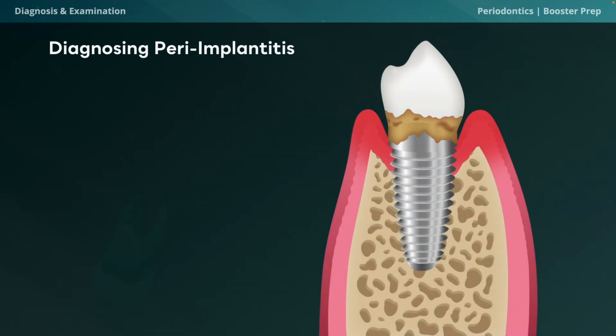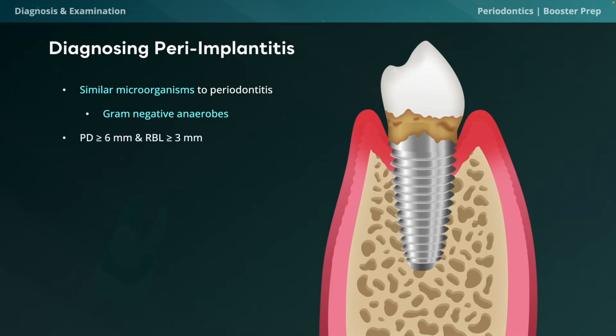We could also have the diagnosis of peri-implantitis. The high-yield point here is that peri-implantitis is similar to periodontitis in that it has similar microorganisms that are responsible for the disease, those being gram-negative anaerobes. One difference, however, is that probing depths around an implant can be much higher than a tooth, so that 3 mm threshold won't be good here. You'll want to instead look for probing depths greater than or equal to 6 mm and the presence of radiographic bone loss around the threads greater than or equal to 3 mm.